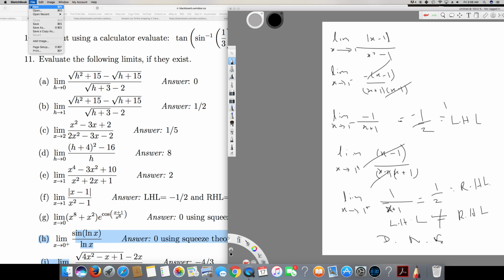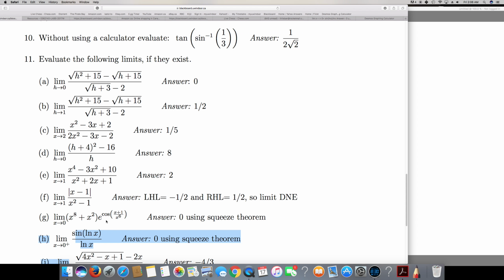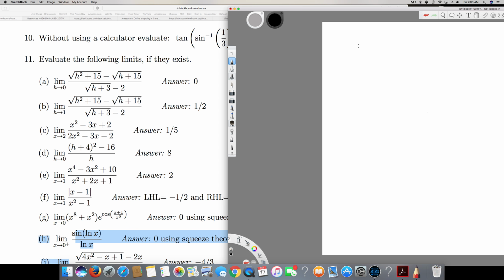So there's a next question. The next question is asking the limit of x to the power of 8 plus x square, e to the power of cos of 1 over x minus x to the power of 6. So for this kind of question, if you see any cos or sine, you have to be able to use the squeeze theorem. So, according to the squeeze theorem, first let's begin with this one.